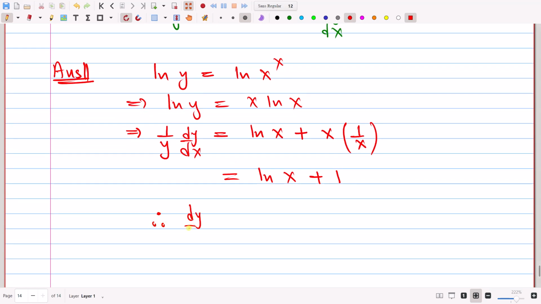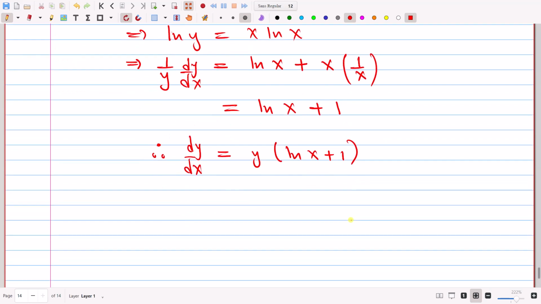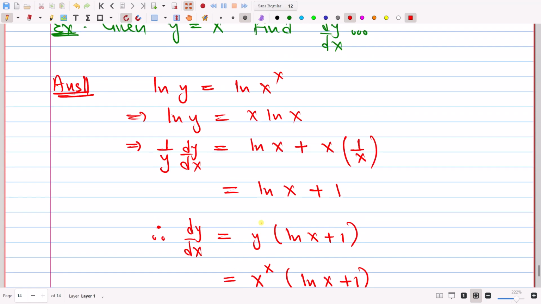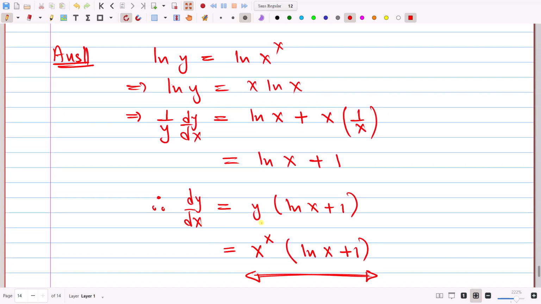Then I can now make dy/dx the subject. So dy/dx is equal to y times (ln x plus 1). But y, according to definition, is x to the power x. So finally we just have x to the power x times (ln of x plus 1). Like that. So this is how you differentiate implicit functions. Every time you're asked to differentiate an implicit function, that's how you go about it.